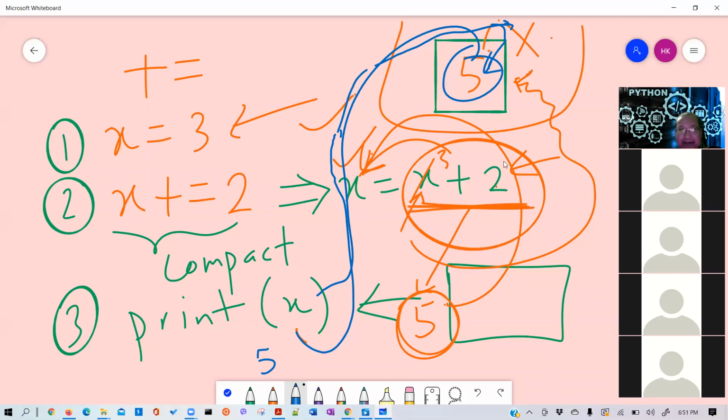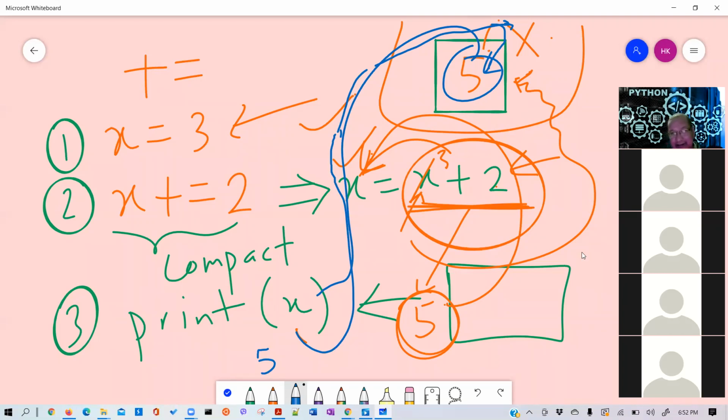Feedback. This is what goes on inside the computer with the memory. So what do you think? Did I explain well enough, or are you clear? First thing, are you clear or not? Please give me a thumbs up if you're clear.